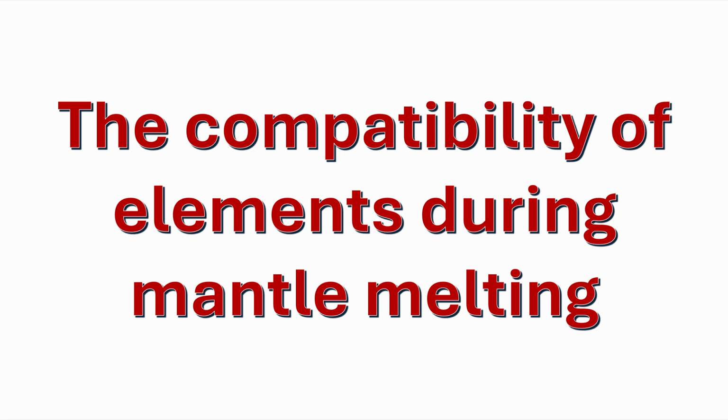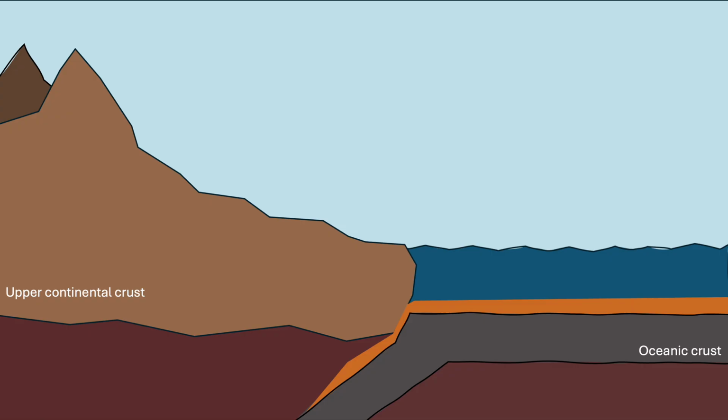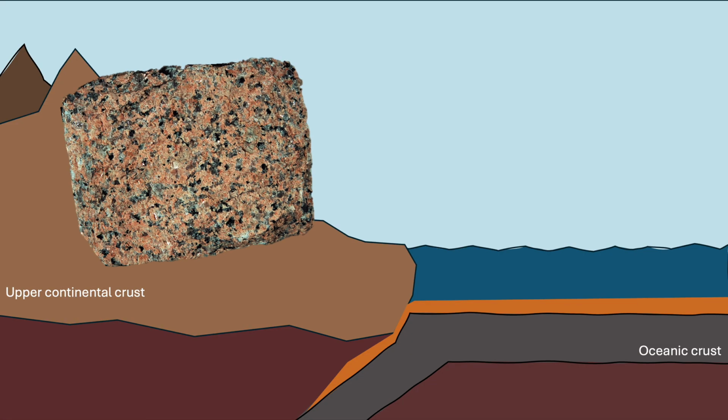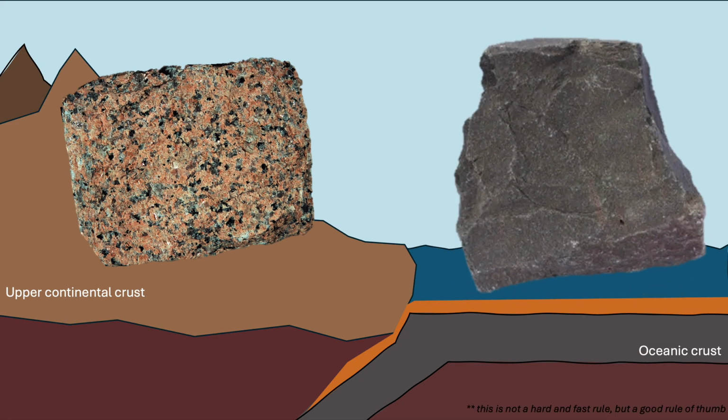Going to be talking about the compatibility of elements during mantle melting. To start off with, we're going to think for a moment about how the continents and the ocean bedrock look. They look quite different, right? Continental rocks are often lighter in color, while ocean bedrock is often quite dark. These rocks look different because they are quite elementally distinct. But how did they get this way?